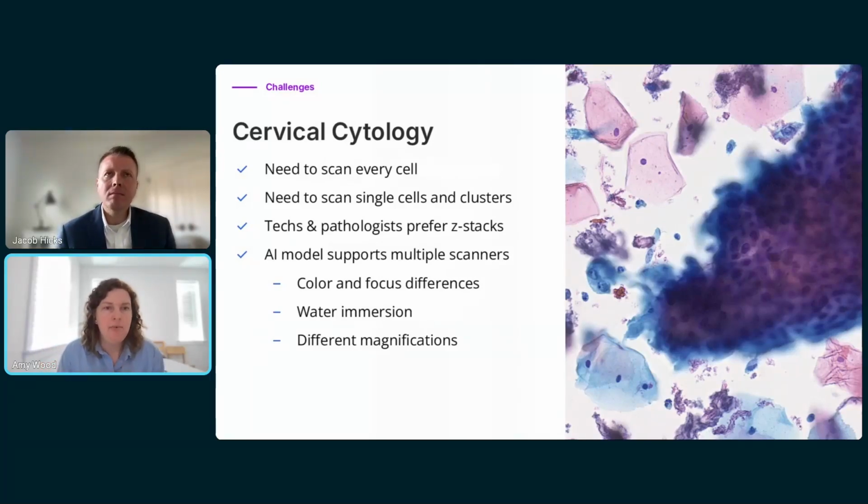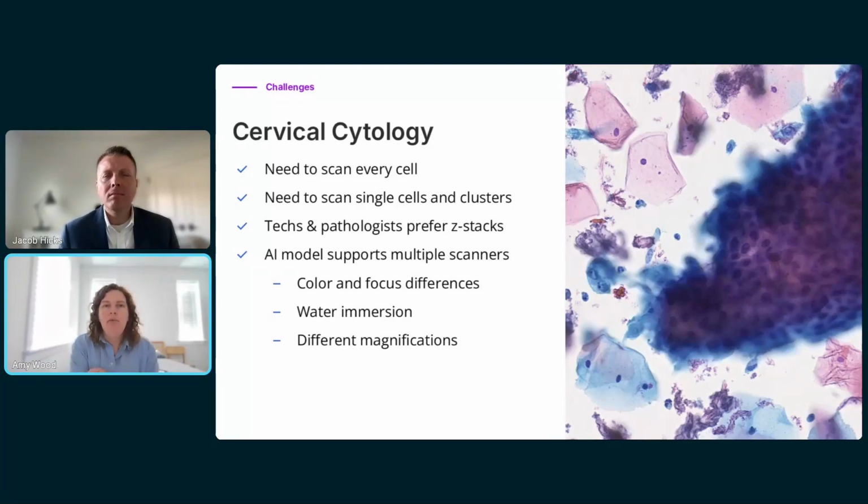Also, with this sample type, techs and pathologists prefer to see Z-stacks, especially for these large clusters, this dark piece in the middle. On a microscope, you can move up and down and see what's happening in the center of this cluster. And so being able to replicate that in a digital way has been a really important feature that we're working on.